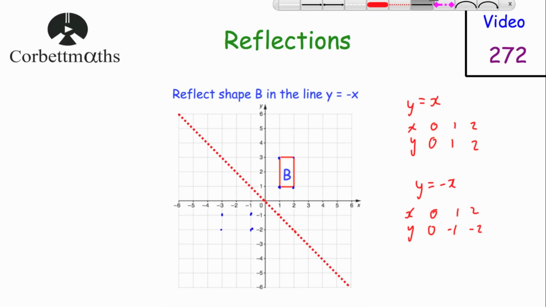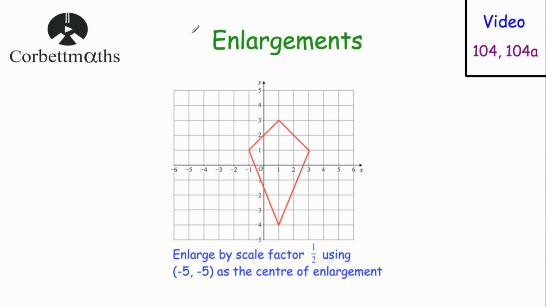Now we just need to get a ruler and pencil and draw a nice rectangle. And that's it. So we've reflected shape B, or rectangle B, in the line y equals negative x. And it's very important whenever you're doing reflections to know what those lines y equals x and y equals negative x look like. Okay, let's have a look at our next topic.